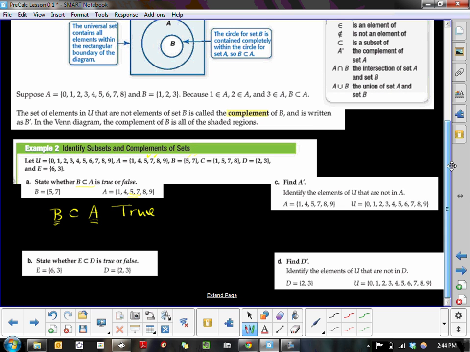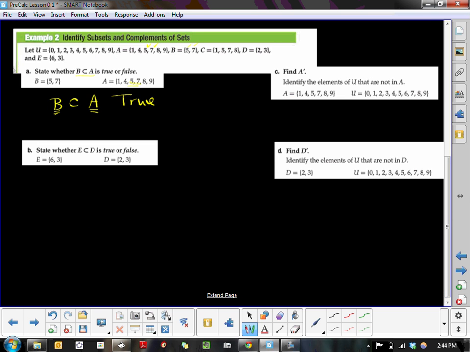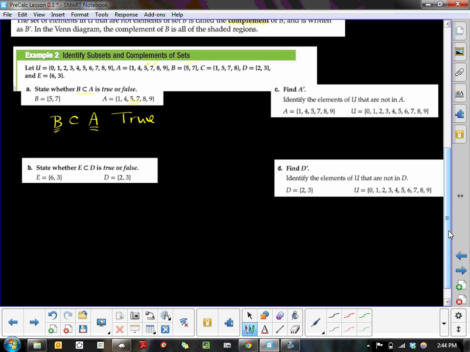Question B. State whether E is a subset of D. Okay, so E is the set 6 and 3. D is the set 2 and 3. So if E is going to be a subset of D, that means every element in E must also be in D. Well, 3 is in there, but 6 is not. So because 6 is not, E is not a subset. So a lot of times what they'll do is they'll say E is not a subset of D. That would be more true.